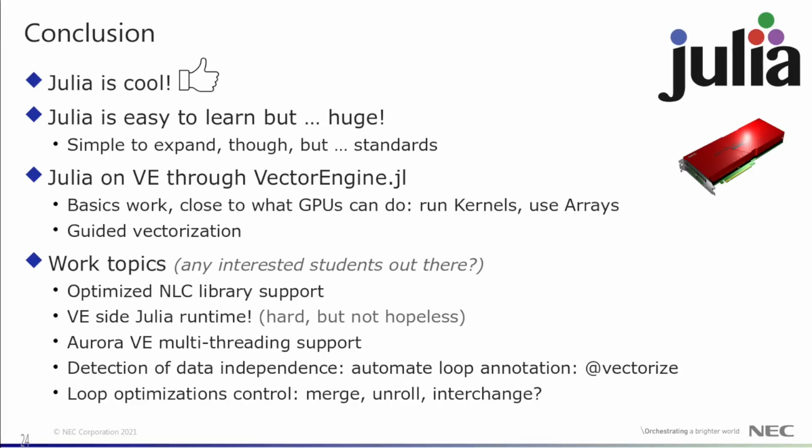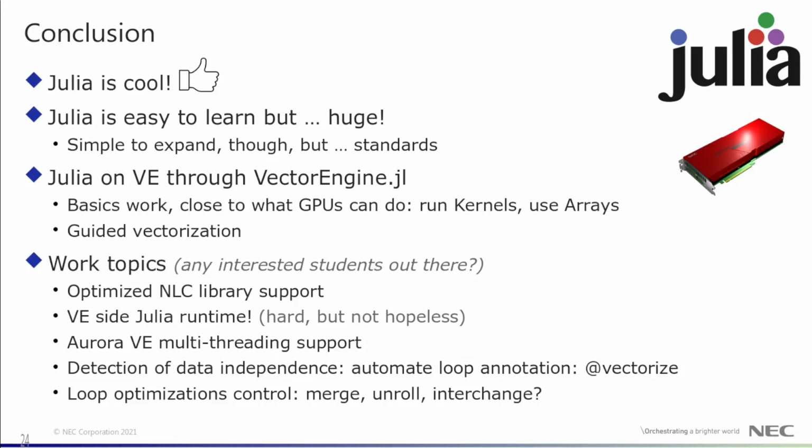There is still a lot of work to do, and if somebody is interested to help out, please contact me or Valentin. Of course, we have to add the optimized libraries. It would be great to get a Vector Engine side Julia runtime. This is hard but not hopeless. We absolutely need to add multi-threading support for the Vector Engine such that we can use all the cores from just one Julia process.